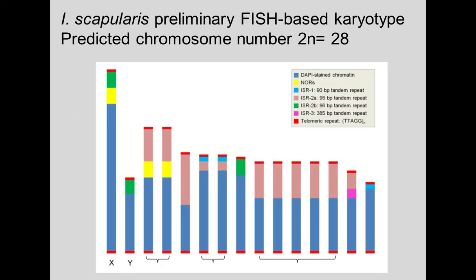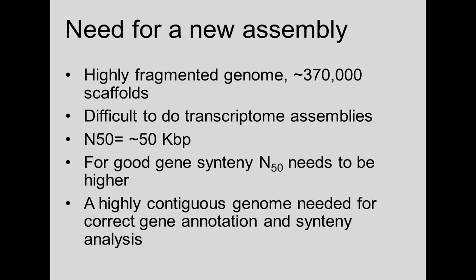The preliminary FISH-based karyotype predicted a chromosome number of 2n equals 28. So there are 28 chromosomes. They have X and Y chromosomes as well. This ISCA-1 assembly was done with embryos of the Wikel strain, and that's where the W comes from. As I said, this assembly was highly fragmented with 370,000 scaffolds.